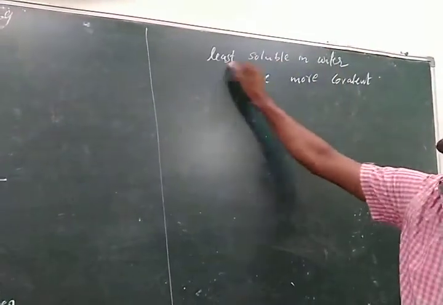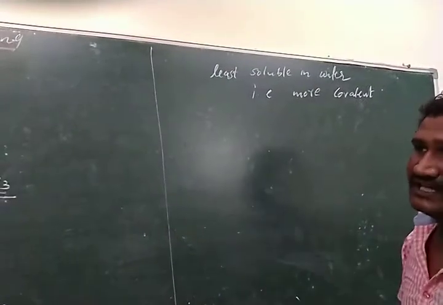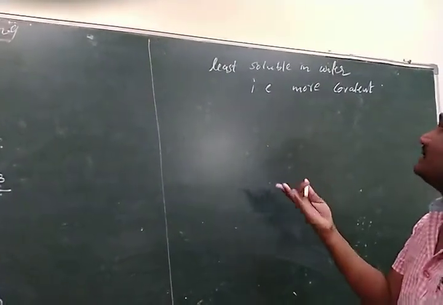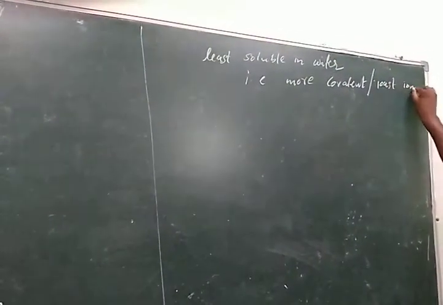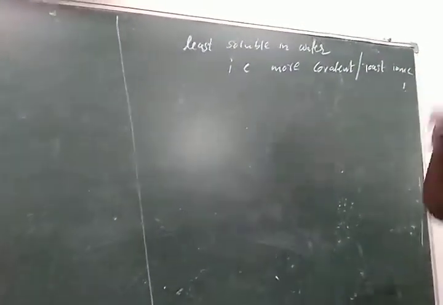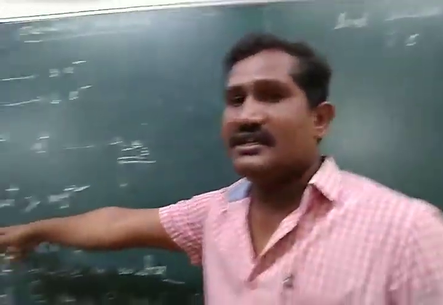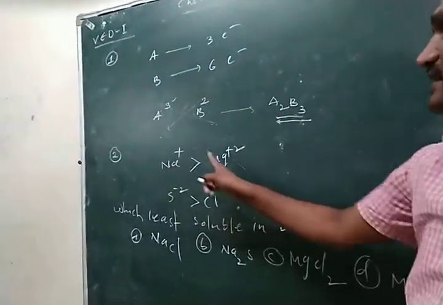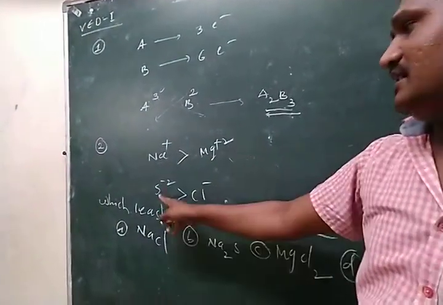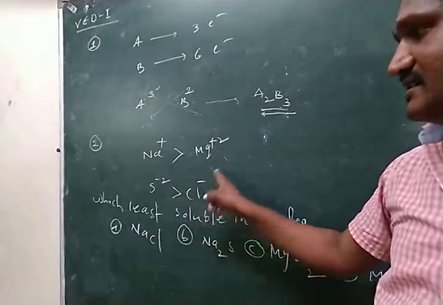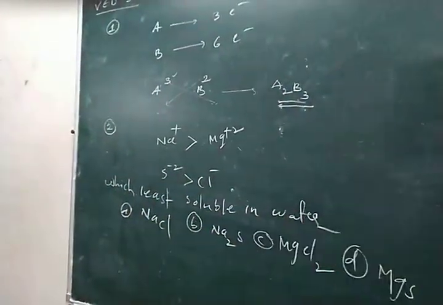But the question is least soluble in water. Least soluble means less ionic, otherwise more covalent, or least ionic. So the question, I am repeating: the Na+ ion is greater than the Mg2+ ion in size, and the S2- ion size is greater than the Cl- ion. Then which is least soluble in water?